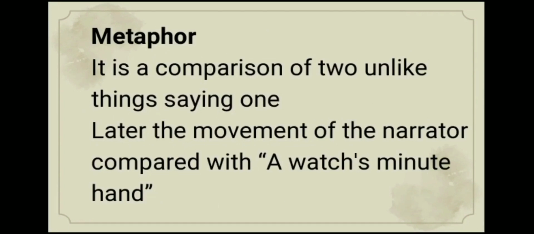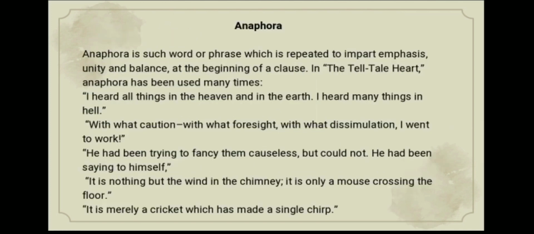It is a comparison of two unlike things, saying one thing is something else, not using like or as. The eye of the old man resembled a vulture's eye. This comparison shows the narrator's scary feeling about the eye, as the vulture is associated with evil in most of the literature. The narrator thought that it was the evil eye. Later, the movement of the narrator compared with a watch's minute hand shows how cautiously he was opening the bedroom door. Now let's have anaphora.